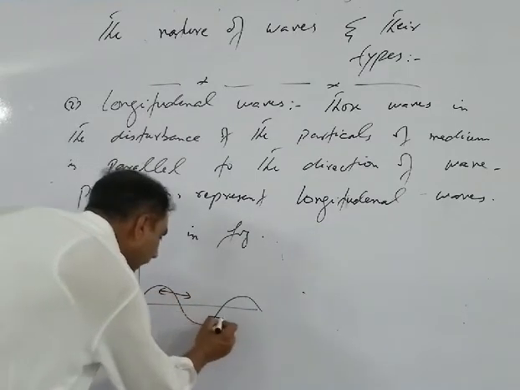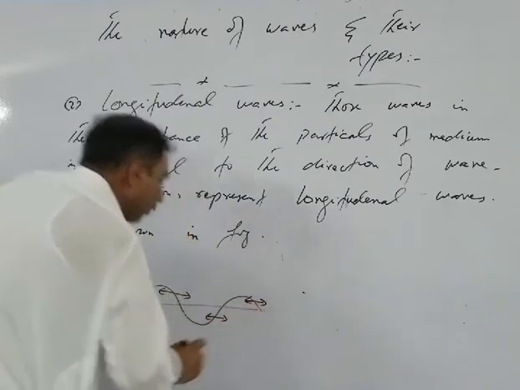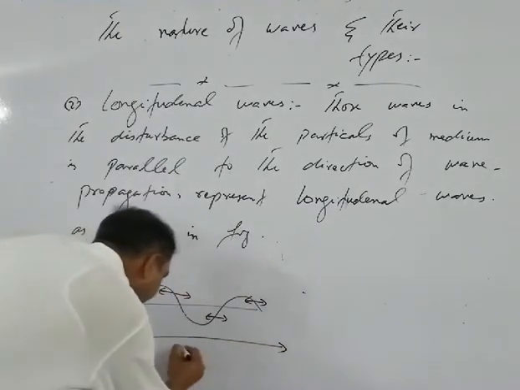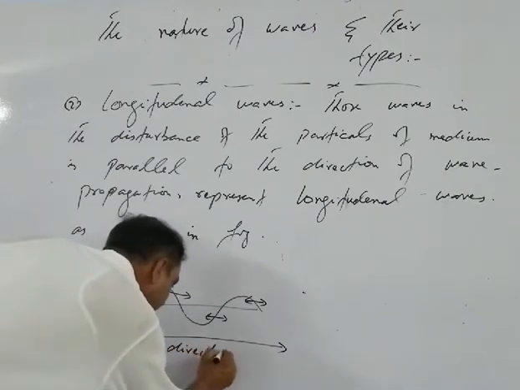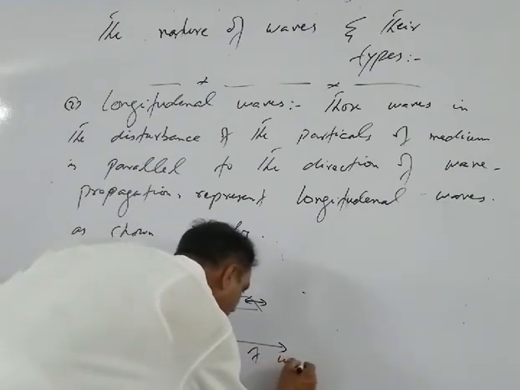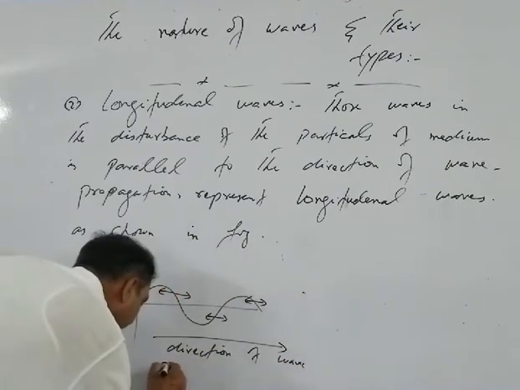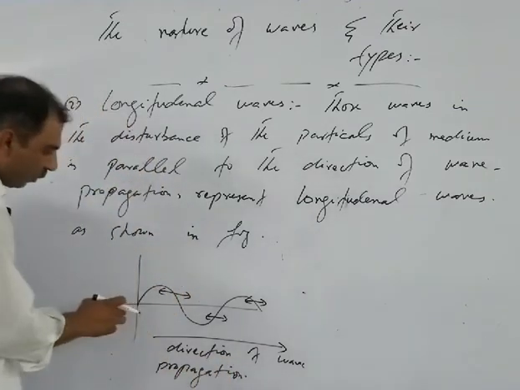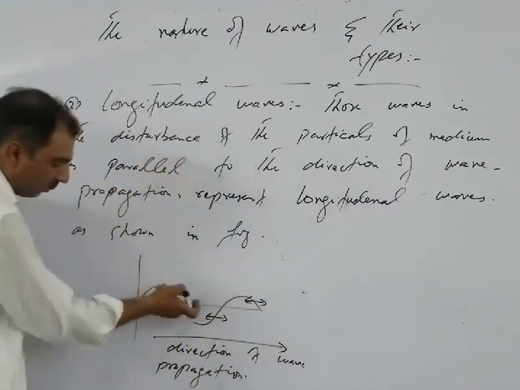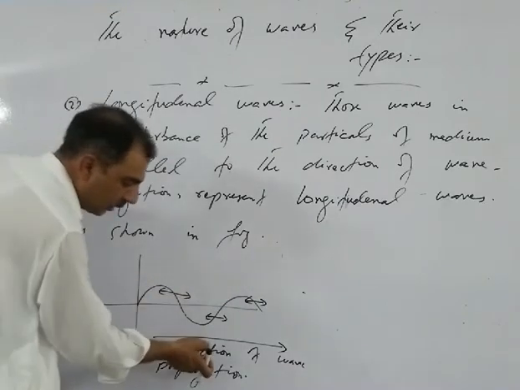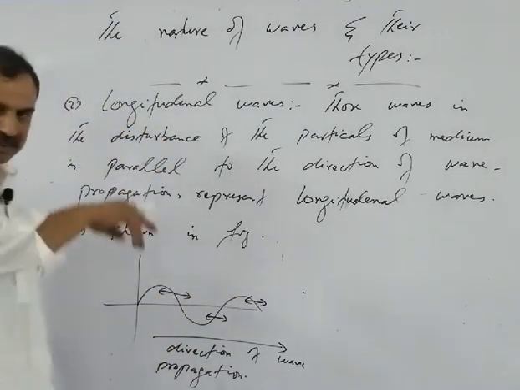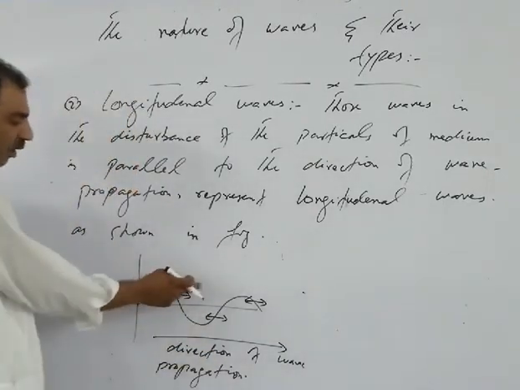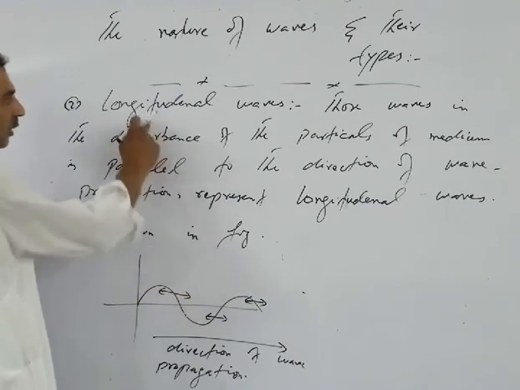These double head arrows show the disturbance of the particle of medium, and this arrow shows direction of wave propagation. Waves are moving in such a direction and the particles are vibrating parallel to the direction of wave motion. In the previous one it was perpendicular and here it is parallel. So this type of waves represent longitudinal waves.